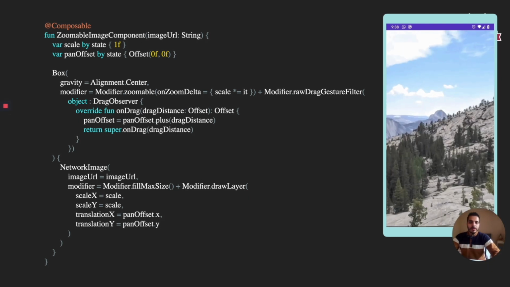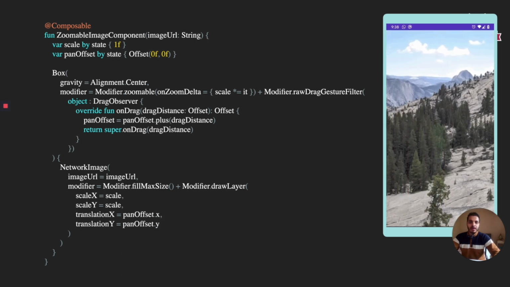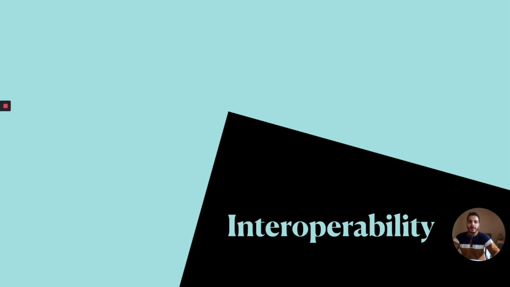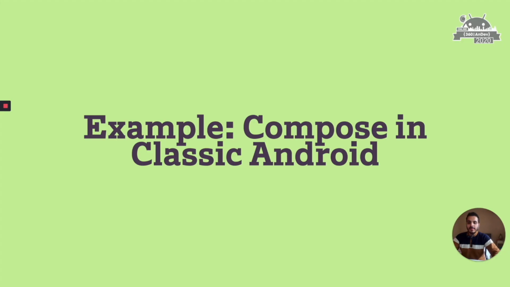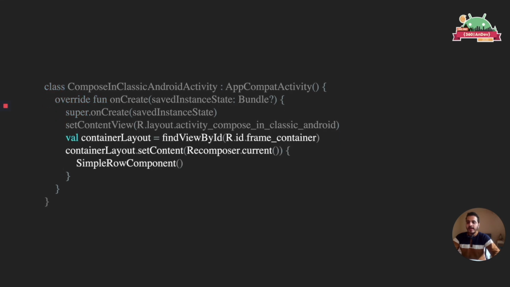Anytime we talk about introducing something new, it's really important to understand how it provides backward compatibility and what the interoperability story is. So that's what we're going to look at in the next few examples. The first example is about how we can use Jetpack Compose in the existing Android UI toolkit. So we start by creating a very simple activity with the conventional layout XML files, and we use set content view for that.